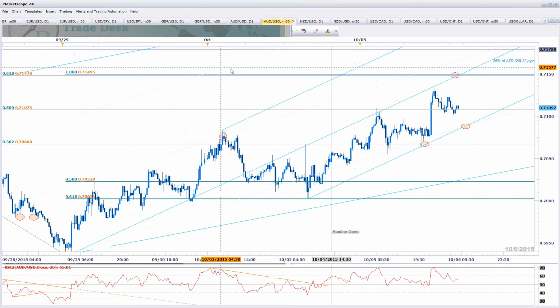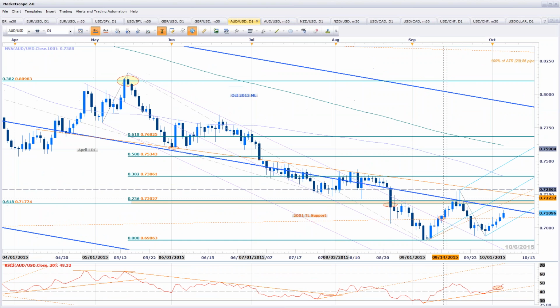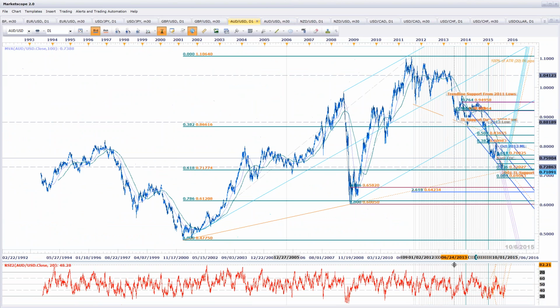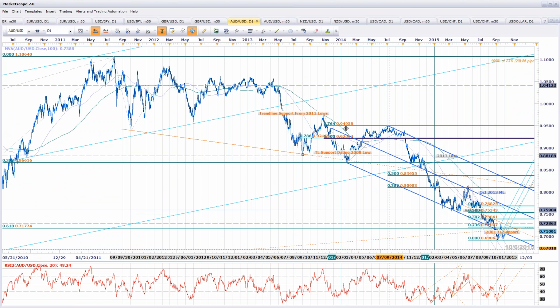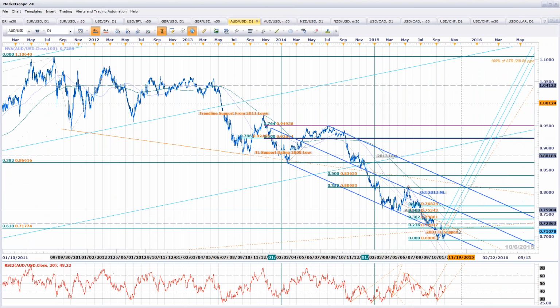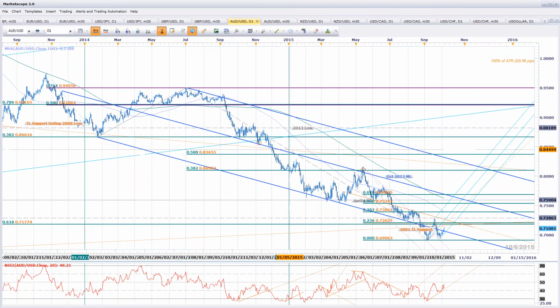But the Aussie still looking pretty good. If you look at the daily chart, just to keep things in perspective, let me just snap these lines for you. That longer dated median line formation that we were in for essentially the better part of the last 2 years, that you see here in blue.